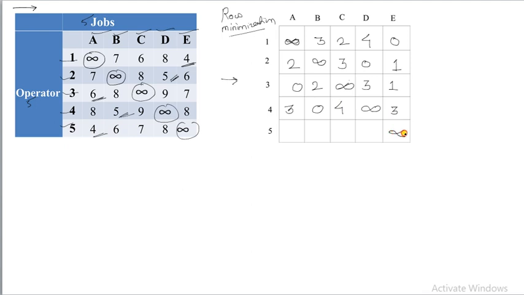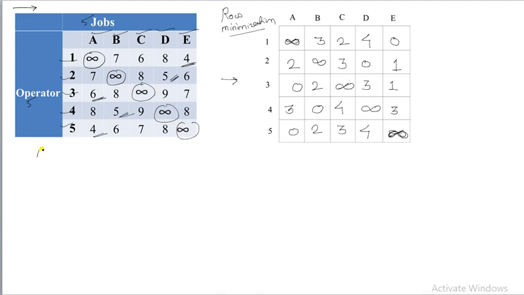Okay, so in the last row, the smallest element is 4. We'll keep infinity as it is first of all, and then we'll move to the next process. 4 minus 4 is 0, 6 minus 4 is 2, 7 minus 4 is 3, and 8 minus 4 is 4. Okay, so we are done with the row minimization operation.